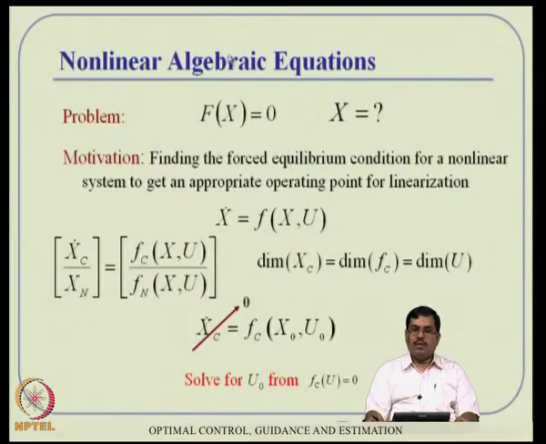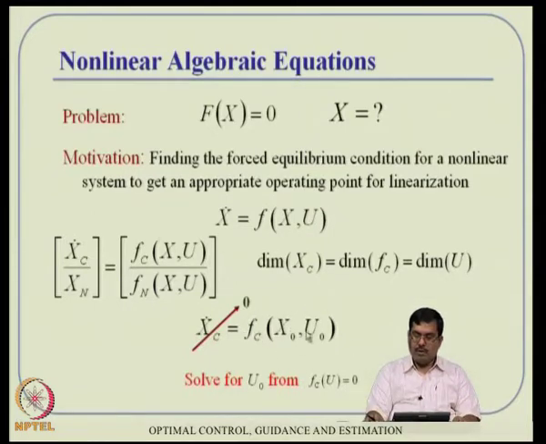Now let us see something like this, f of x equal to 0, and you want to find out what x is equal to. Again, a similar motivation: I can partition these states, whatever x dot equal to f of x, u, into two parts. I still maintain the condition that the dimension of x is equal to the dimension of u. Then in this case you will end up with x dot equal to 0 if I want to address that question. Then I have this nonlinear equation now.